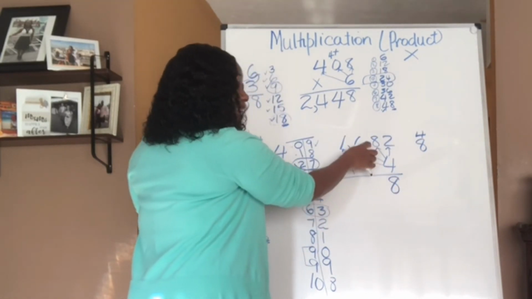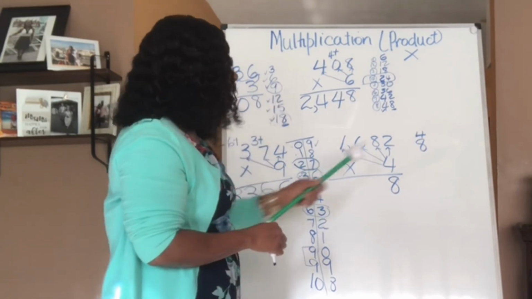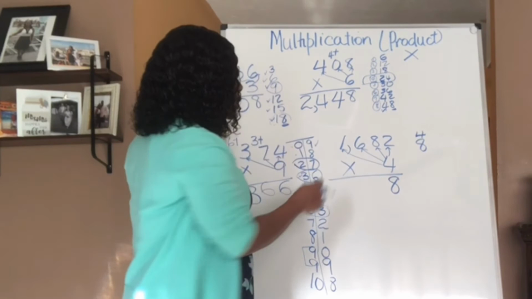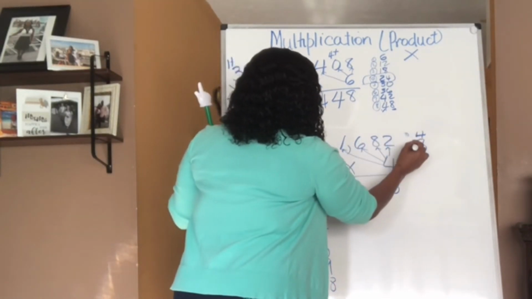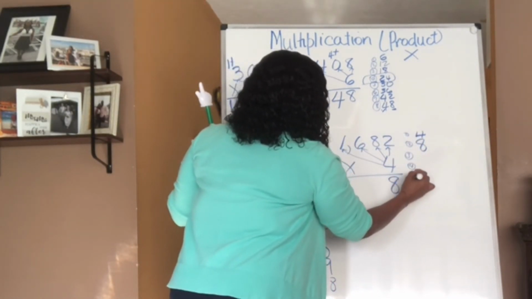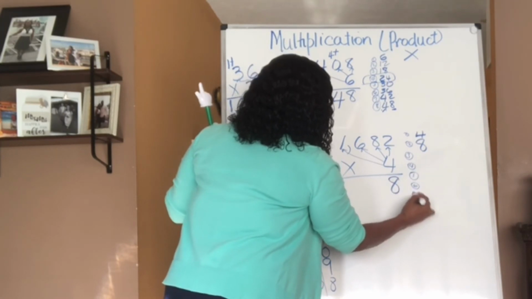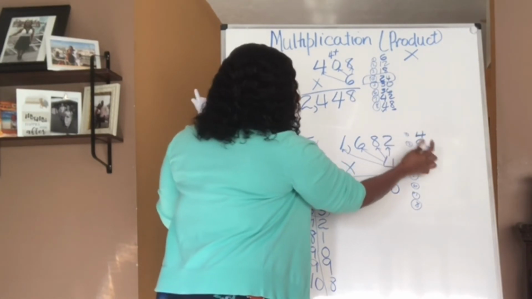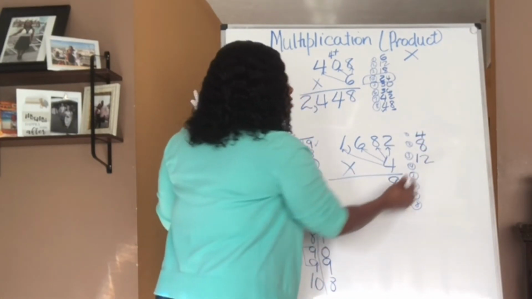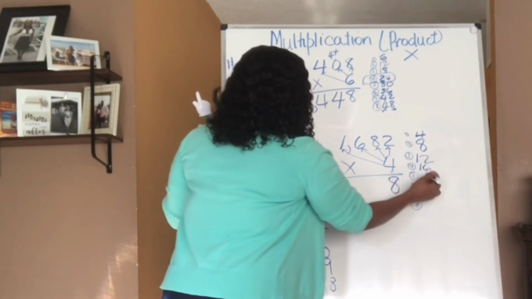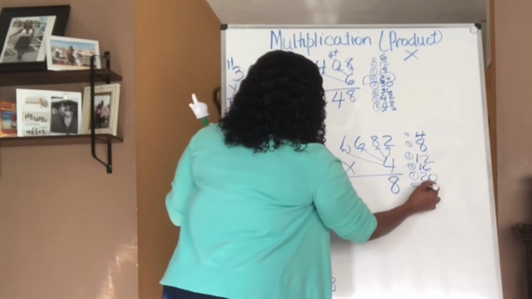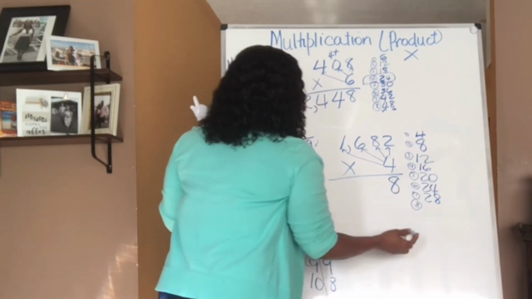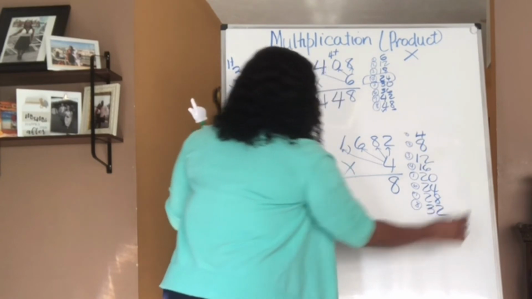Then 4 times 8. Now we have to keep going 8 times. So we already have 2. So we need to continue until we get to 8 times. So 1, 2, 3, 4, 5, 6, 7, 8. All right. So 4 plus 4 is 8. 8 plus 4 is 12. 12 plus 4 is 16. 16 plus 4 is 20. 20 plus 4 is 24. 24 plus 4 is 28.